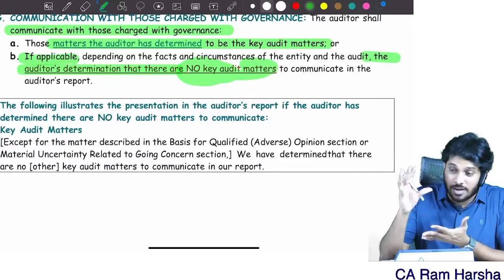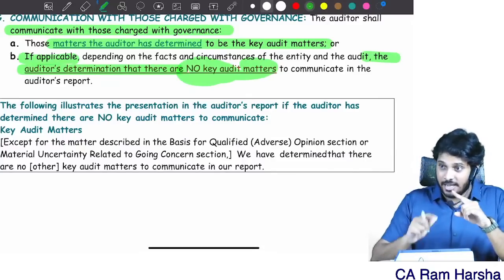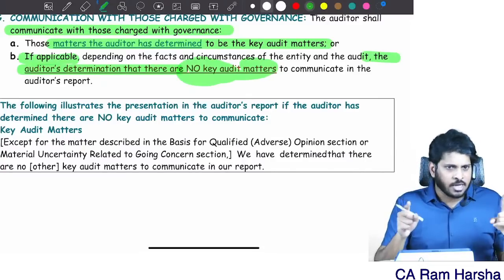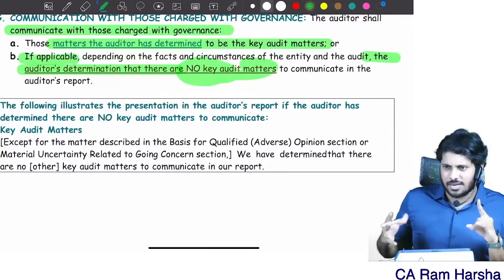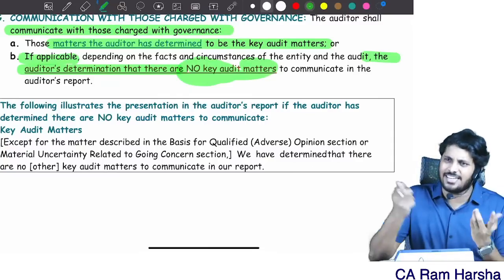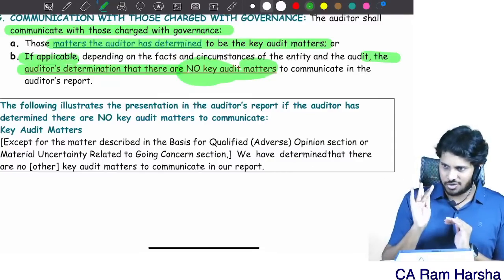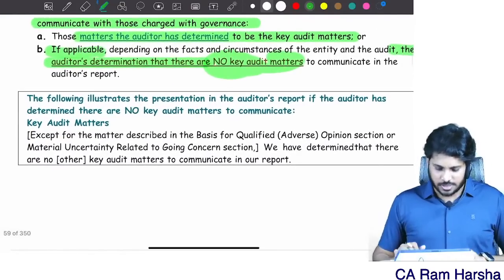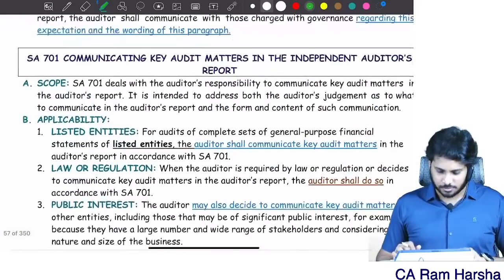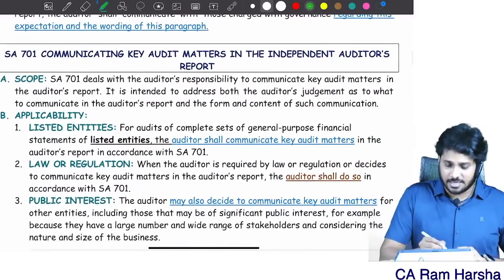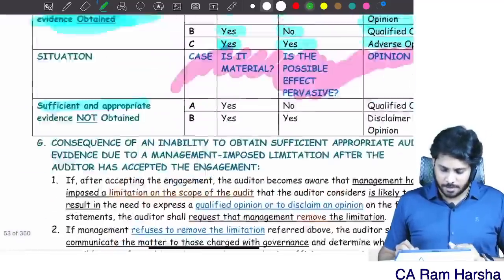This disclosure is required for which companies? Listed entities. For listed entities, key audit matter reporting is compulsory. Suppose you felt nothing is key, nothing is important in this audit, then say that nothing is important. Understood? So that's it. This is what the 701 standard is about. Key audit matter is over.